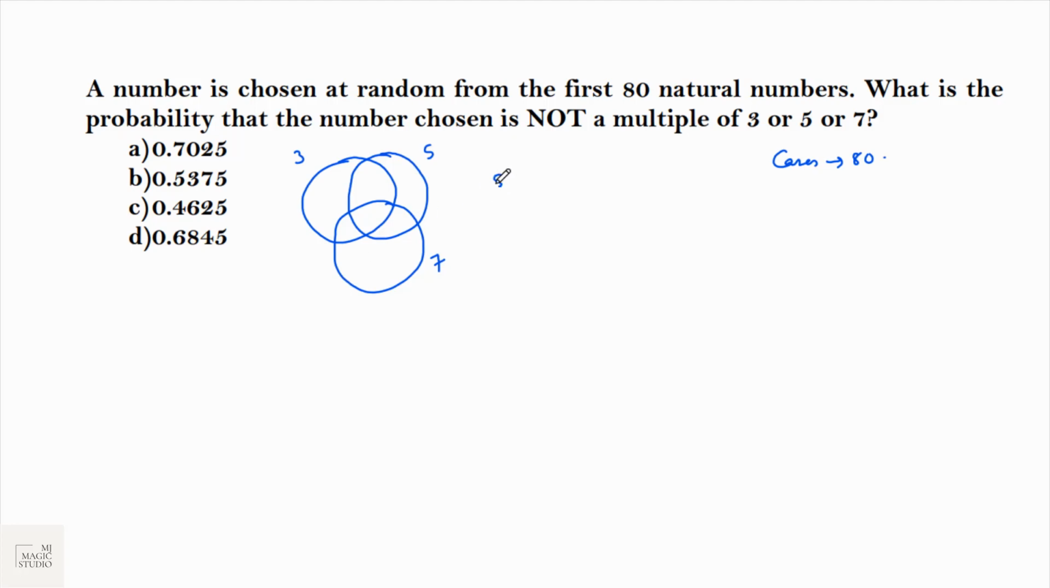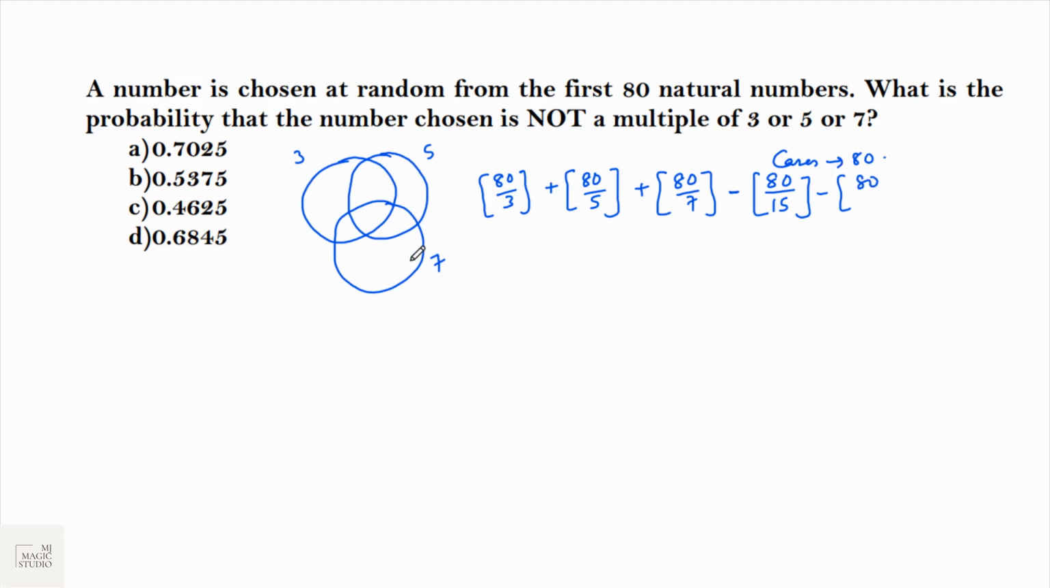So how many numbers are divisible by 3 in 80? Floor function of 80 by 3. Plus how many are divisible by 5? Plus how many are divisible by 7? Minus those divisible by both 3 and 5, that is 15.